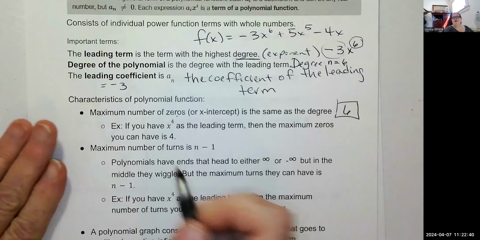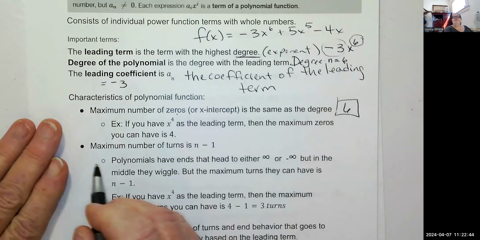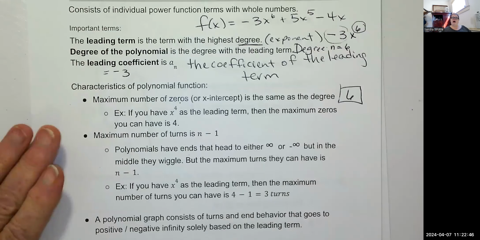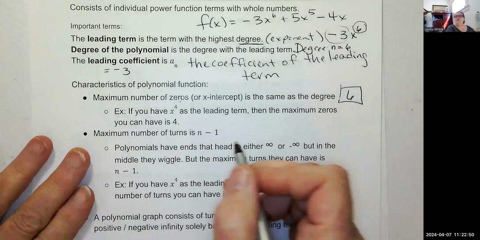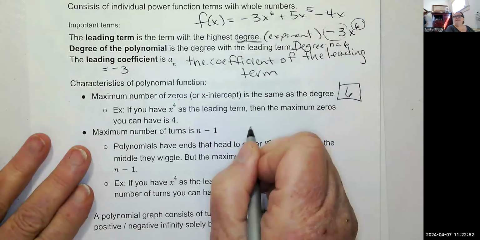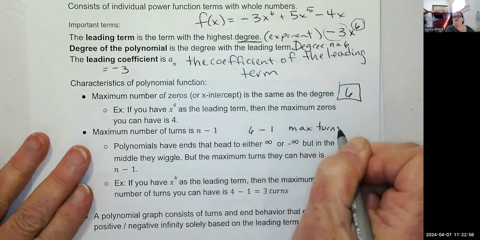I'll give you another example here. If you have x to the 4th as the leading term, the max zeros is 4. The maximum number of terms, however, is n minus 1. So using the one that we're using here, it's 6 minus 1. So the max terms is 5.